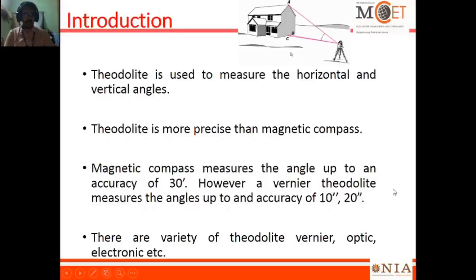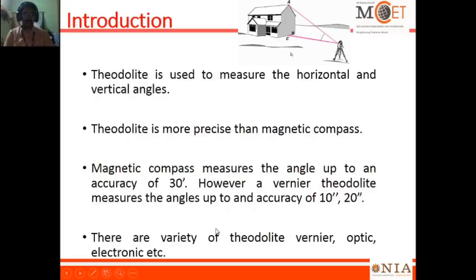Predominantly all the equipment in our laboratory is 20 seconds. If you take an average of both scales, you can get up to 10 seconds. So in general, the least count of the theodolite is 20 seconds. Please remember, it is 20 seconds. Compared to the compass at 30 minutes, it is very different from 20 seconds. So the accuracy is increased.